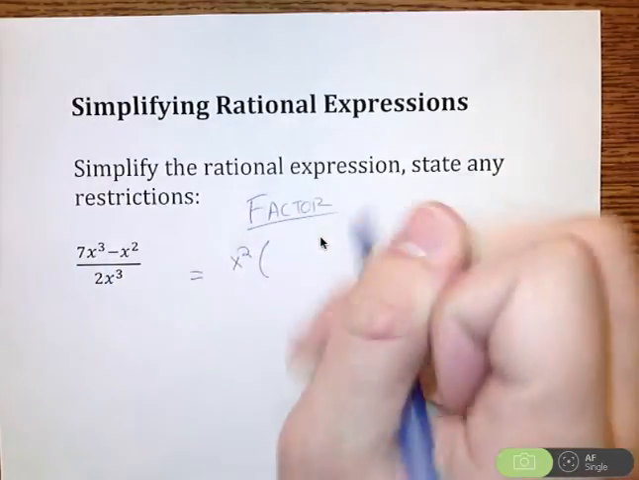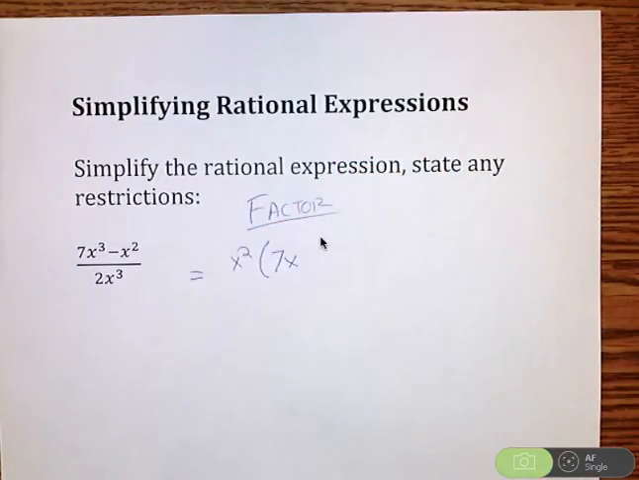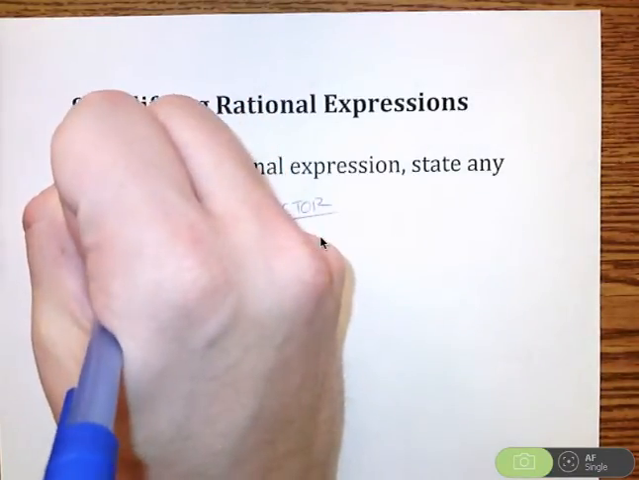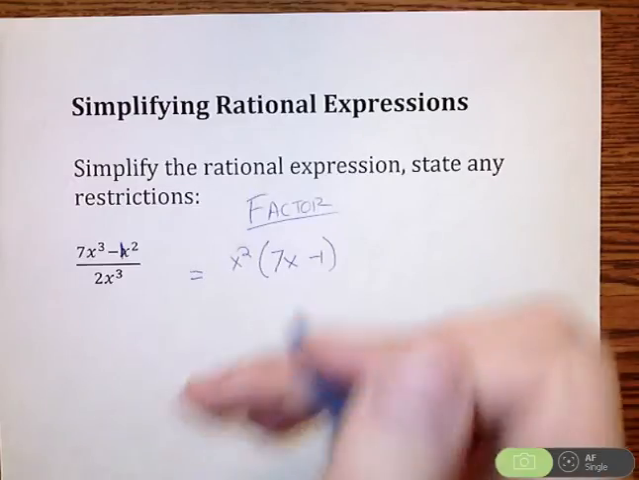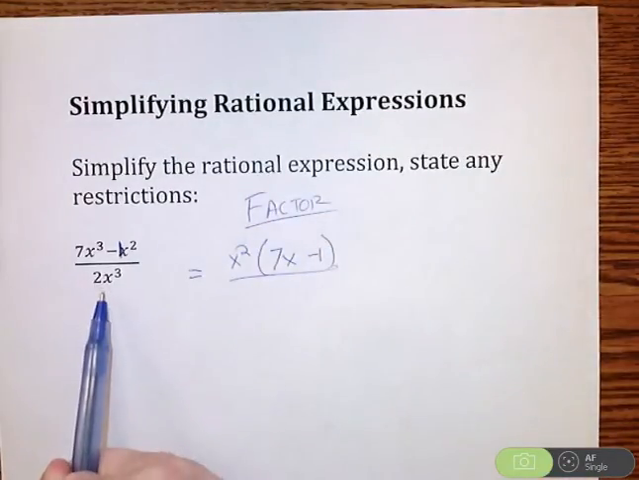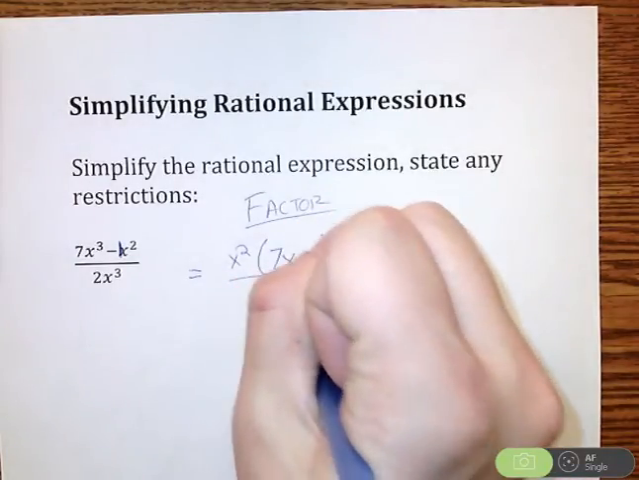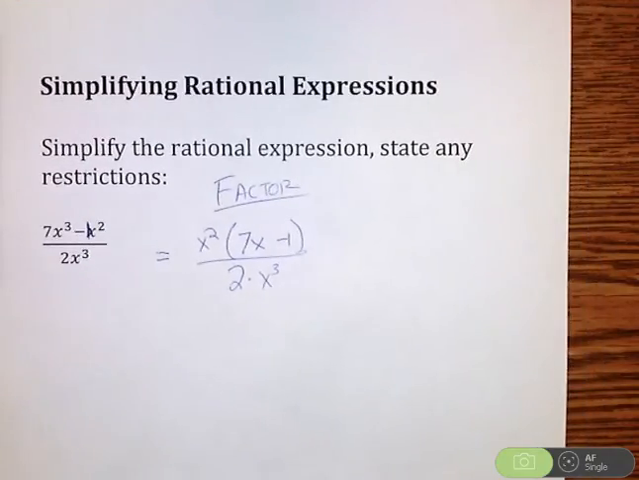If I do that, the 7x cubed is now just a 7x. If I take an x squared away from an x squared, I still have that minus 1. So that is my factoring up top: x squared times 7x minus 1. On bottom, I'll try to factor that as well. I have 2x cubed. Not a whole lot you can do there, so that's going to stay as 2 times x cubed.